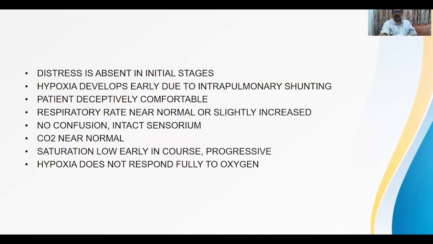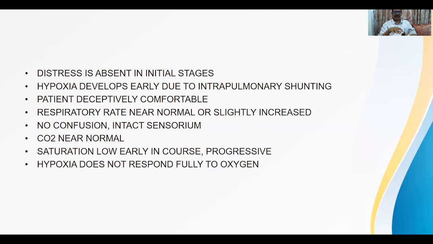Now, this is the most important part. All of us have to understand that distress is absent in the initial stages. Distress is absent, but hypoxia is early. Why is hypoxia early? Because intrapulmonary shunts are there. Why are intrapulmonary shunts there? There is no hypoxic local vasoconstriction. Why is it not there? Because of leukotrienes. Why are leukotrienes there? Because a lot of cells inside the alveolus are producing leukotrienes. So this peculiar combination of early hypoxia and no distress delays the diagnosis.